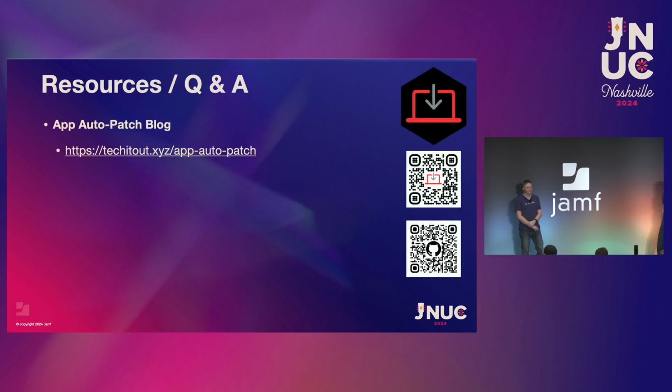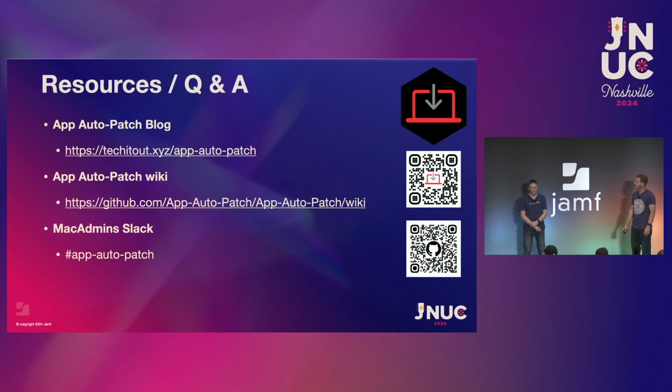So resources, here are some, like I promised. My blog, Tech It Out, has an App Auto Patch redirect link to the latest post about it, and a QR code there to take you there. The App Auto Patch wiki, as you can see, under the App Auto Patch organization repository. Mac admin Slack, so we do have an App Auto Patch channel there.